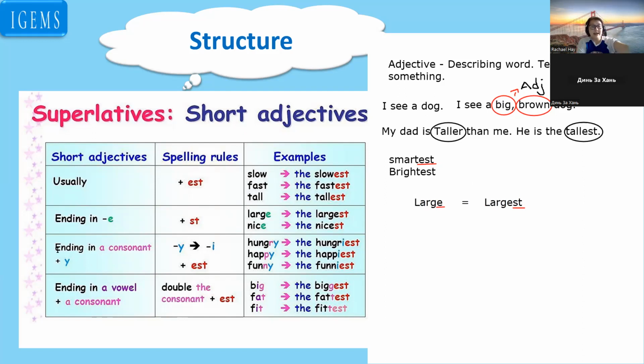Okay, then if the word ends in a consonant and a Y, the Y will change to I and it becomes EST. So what happens to the Y? I. Yes, Y changes to I. Good. So if we have hungry, it changes to hungriest with an I. Okay, do you see?